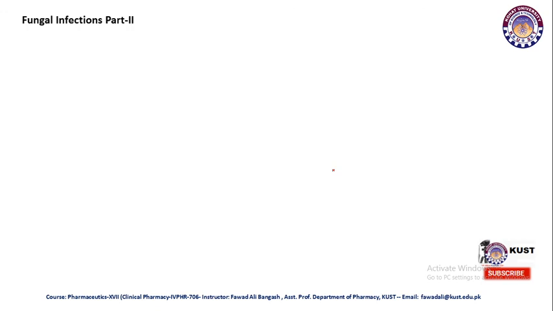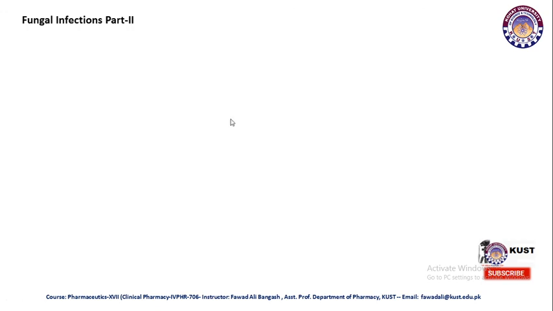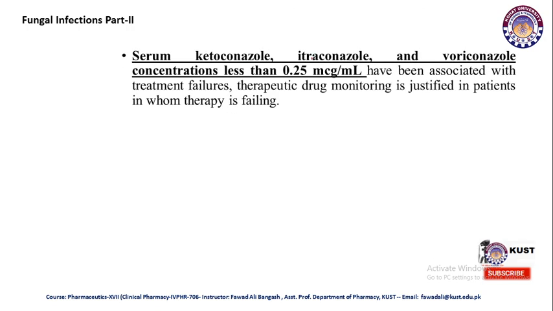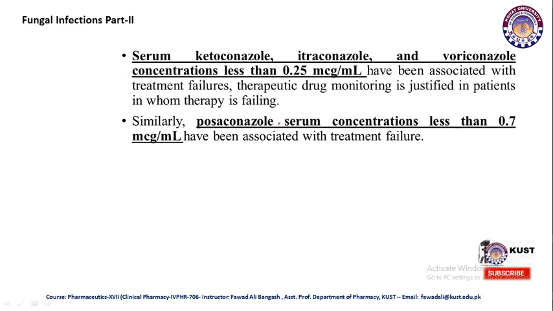Should azole serum concentration be monitored for an assessment of efficacy? Serum ketoconazole, itraconazole, and voriconazole concentrations less than 0.5 mcg per ml have been associated with treatment failure. Therapeutic drug monitoring is justified in patients in whom therapy is failing. Similarly, posaconazole serum concentrations less than 0.7 mcg per ml have been associated with treatment failure.